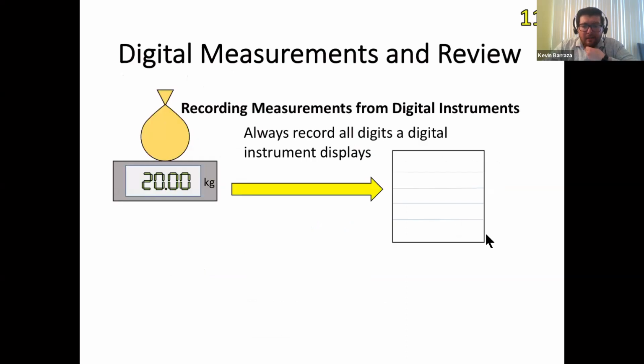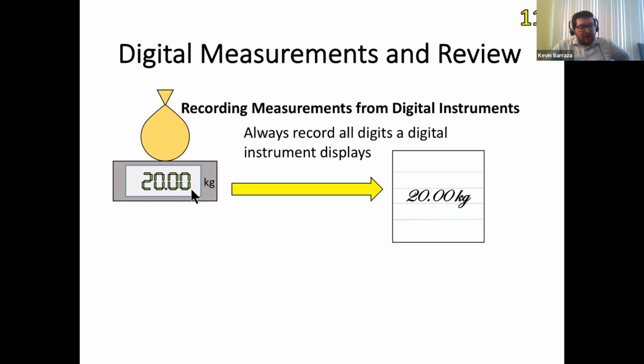Finally, we will be using automated or digital instruments as well. The simple rule is always write exactly what the digital instrument tells you. So if a digital instrument displays 20.00, then you should write 20.00. The reason it has that second decimal place is because it's telling you it's an important digit.